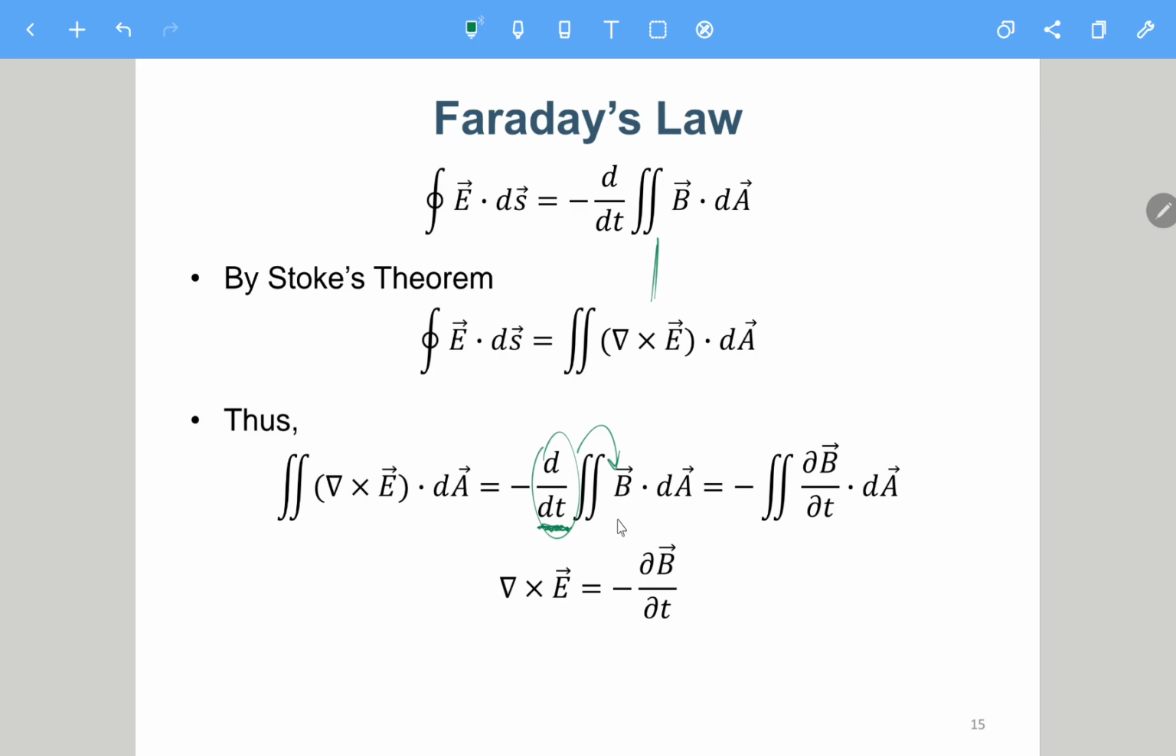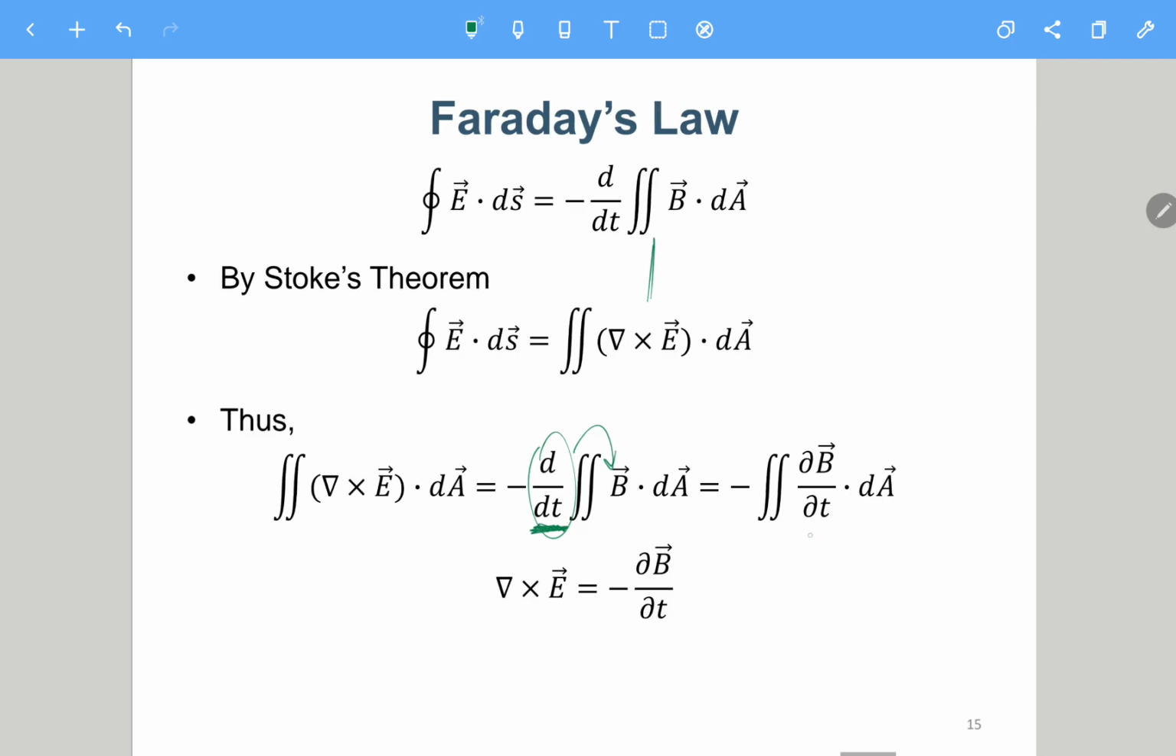But we need to care: this is the ordinary derivative. After putting it in, it should become a partial derivative, because after the integration it becomes a scalar that only relates to t. But for this one, if you put it inside here, B is actually a function of x, y, z, and also t. These are four variables, so you need to use the partial derivative rather than the ordinary derivative.